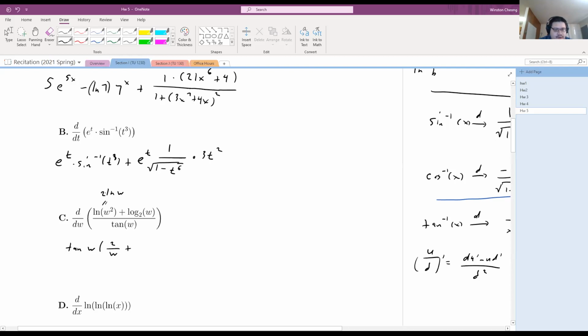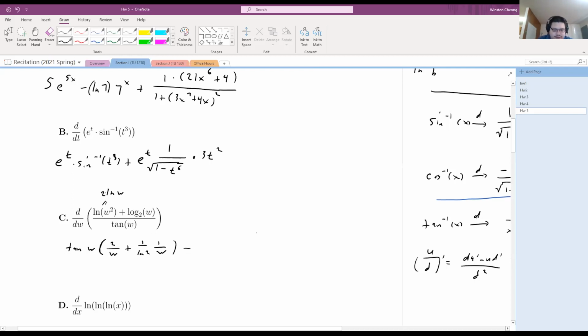And then plus, now we have this term, and this is a log function, but over a different base than the natural log. So we know that we have a little correction term here, and then times 1 over w. This ends up being the first half of the quotient rule.